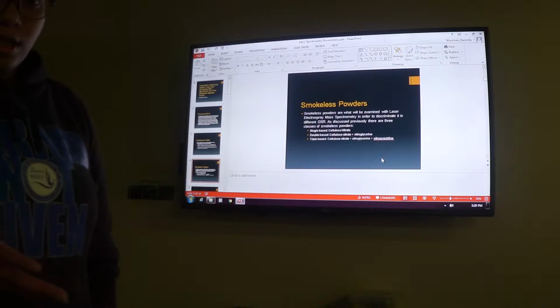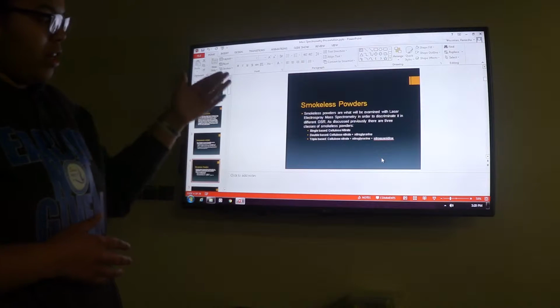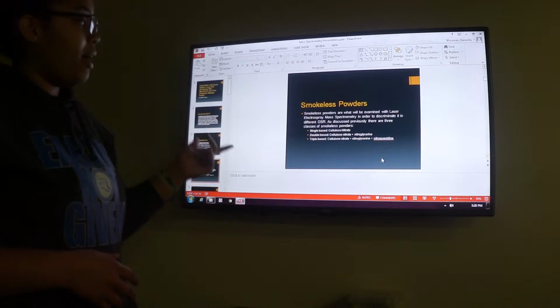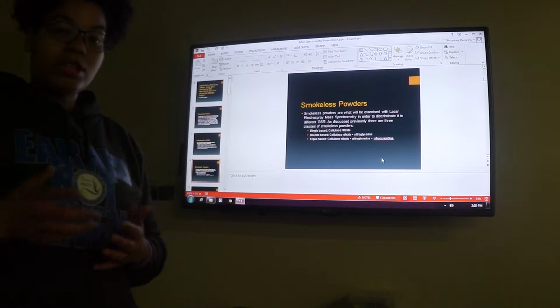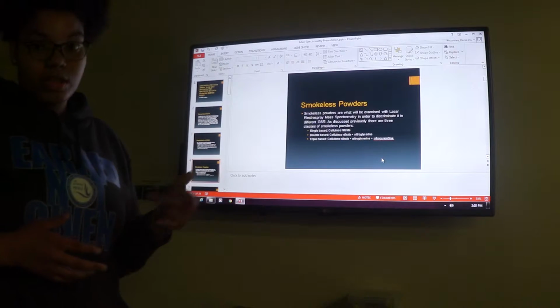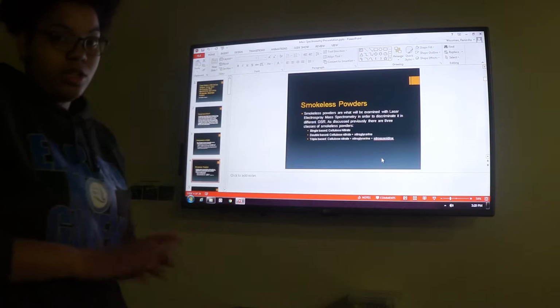This will help us discriminate the different types of GSR. And then I'll talk about the different classes. There are three classes. We have single base, which is cellulose nitrate. We have double base, which is cellulose nitrate as well as nitroglycerin. We have triple base, which is cellulose nitrate, nitroglycerin, and then nitroguanidine.